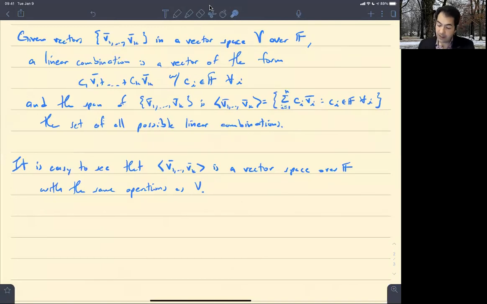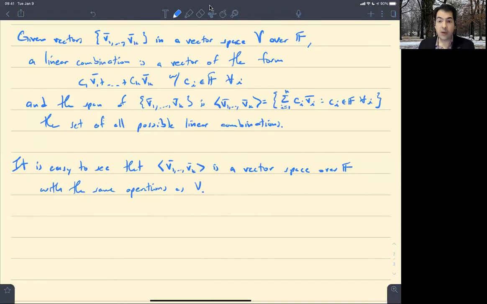Also, it's true that if I give you a linear combination and then a scalar, you can multiply this vector by that scalar, and you will again get a linear combination, right? All that happens is that that scalar multiplies each of these coefficients, right? So that shows that it's closed under the same operations, and you can check, I'll let you check, that all of the properties in the definition of vector space are satisfied by those operations on the span of these vectors.